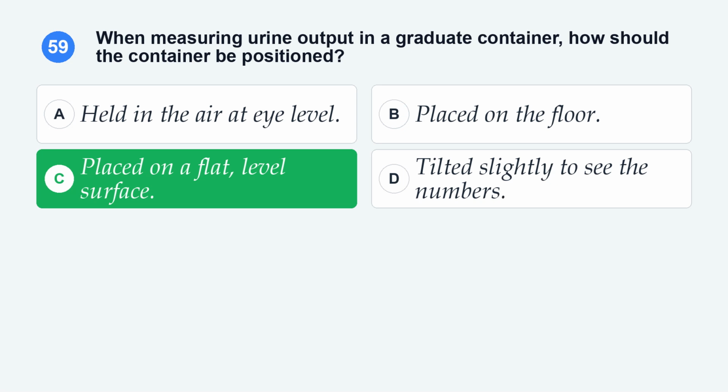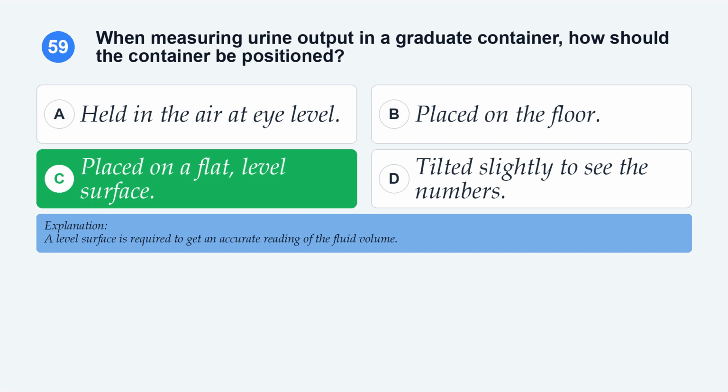The correct answer is option C, placed on a flat, level surface. Explanation. A level surface is required to get an accurate reading of the fluid volume.